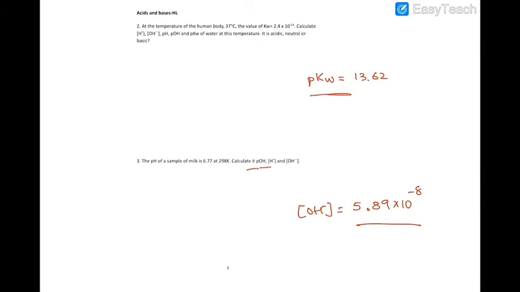If you do number 2 and number 3 correctly, you should get these answers. So try them out and then check your answers.